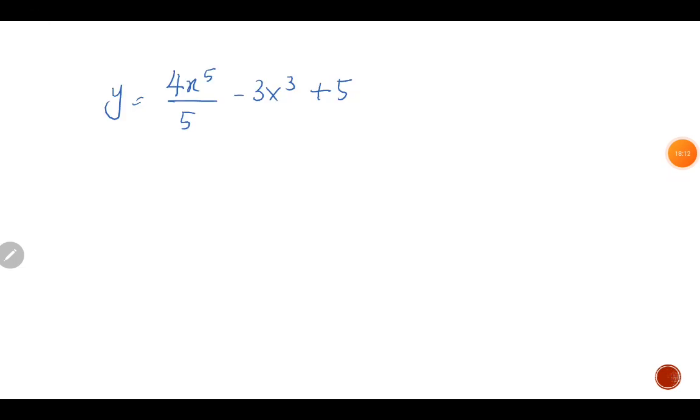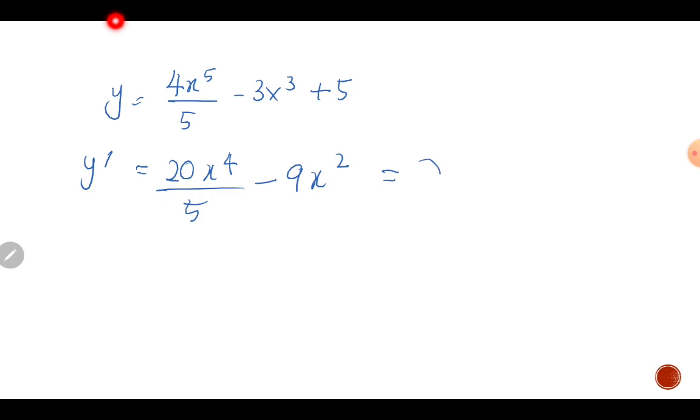Okay, the graph if y equals to 4x power of 5 over 5 minus 3x cubed plus 5. So to find f prime x or y prime, dia akan jadi differentiate lah yang ni. Dia jadi 20 x power of 4. Betul kan? 4, 5 turun bawah darab dengan 4. Per 5 ni jangan lupa. Minus with 9x square. Minus 9x square plus 5 differentiate dapat 0. So here we have 4x power of 4. Betul? Minus 9x square equals to 0.